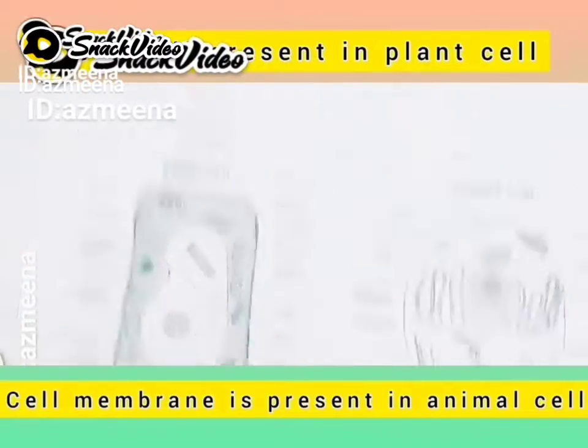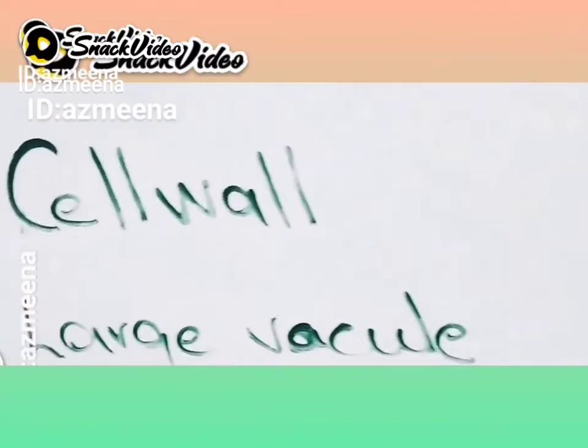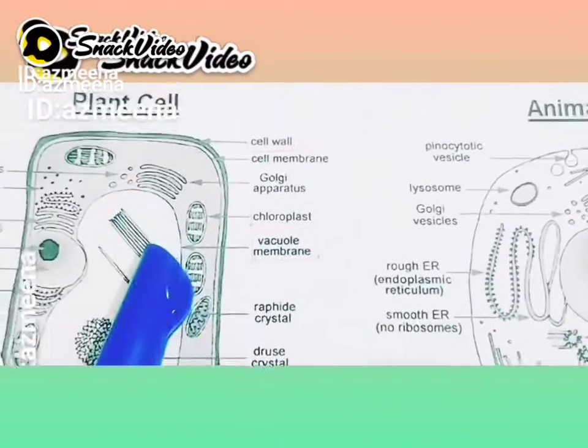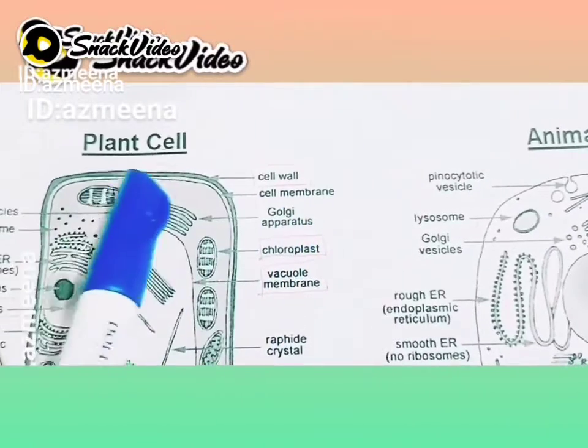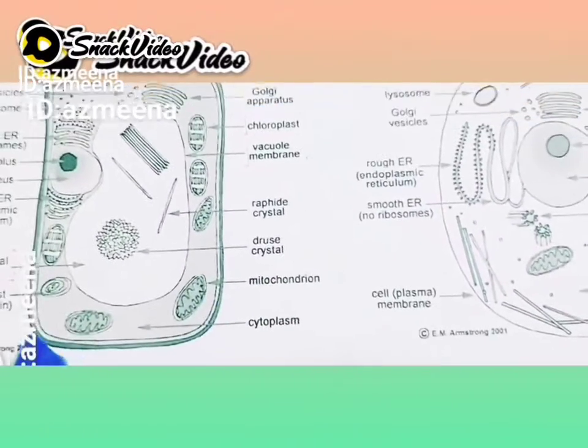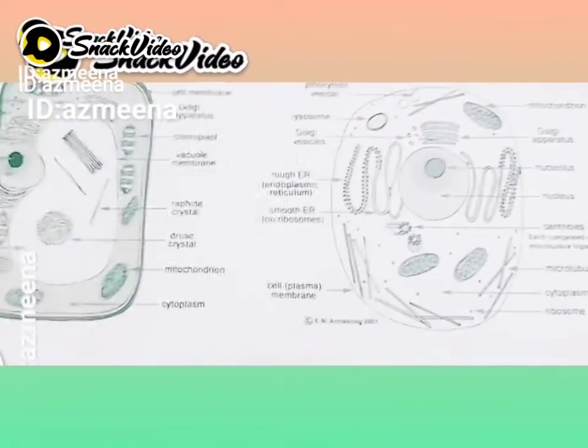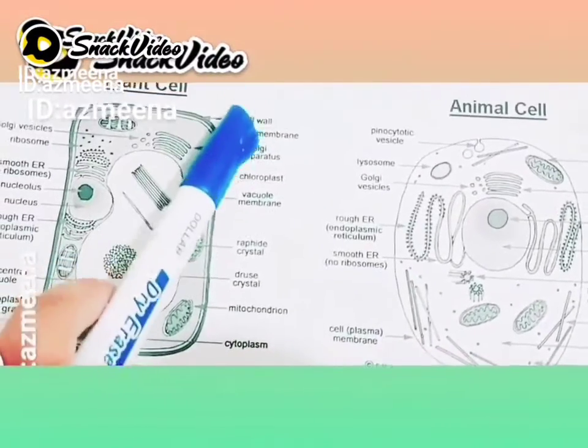The first difference is the cell wall. As you can see in the diagram, the plant cell has a cell wall. Look over here, there is a border like this, but there is no cell wall in the animal cell. So the first difference is the presence of the cell wall.